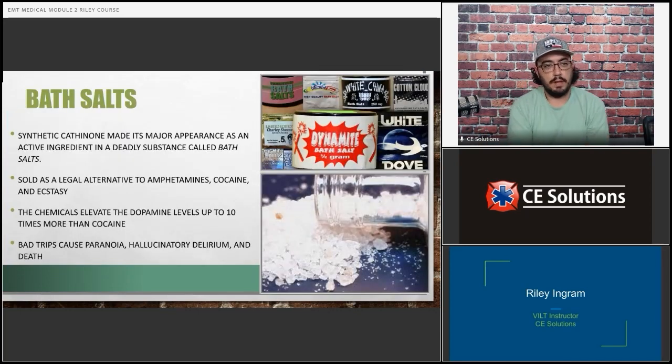Bath salts, synthetic cathinone. There we go. Made its major appearance as an active ingredient in a deadly substance called bath salts. It's sold as a legal alternative to amphetamines, cocaine, and ecstasy. These chemicals elevate the dopamine levels up to 10 times more than cocaine. Bad trips cause paranoia, hallucinatory delirium, and death. No thanks.